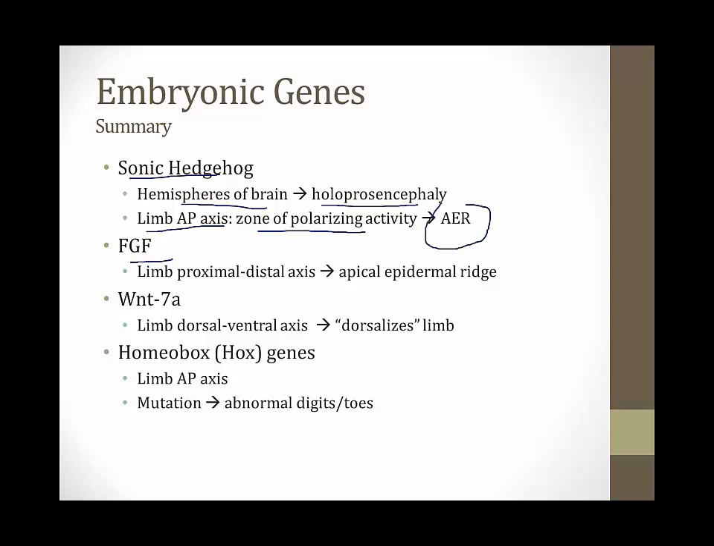Fibroblast growth factor is important for normal development of the limb along the proximal to distal axis. This gene is active in the apical ectodermal ridge. The WNT7A gene is important for normal development along the dorsal to ventral axis. This gene is what dorsalizes the limb and makes the dorsal side dorsal. And then finally, the Hox genes are important for normal development along the anterior posterior axis of the limb, and mutations of these genes have been associated with abnormal formation of the digits and toes.